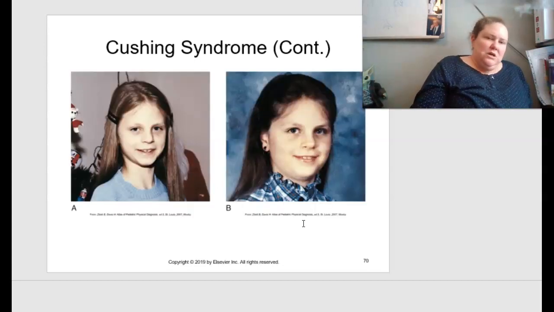So here is a picture of what Cushing's syndrome can look like, and this is figure 16.16. And so in figure A over here, this is the girl before the onset of the disease, and this is the same girl 4 months after the diagnosis. And so we can see the characteristic facial changes with the puffiness and moon face.